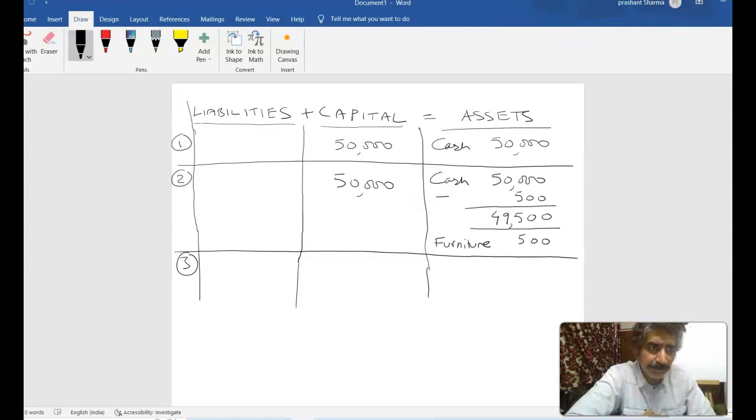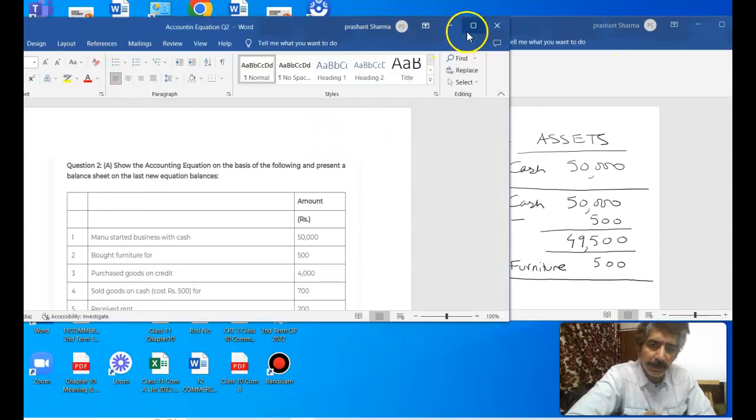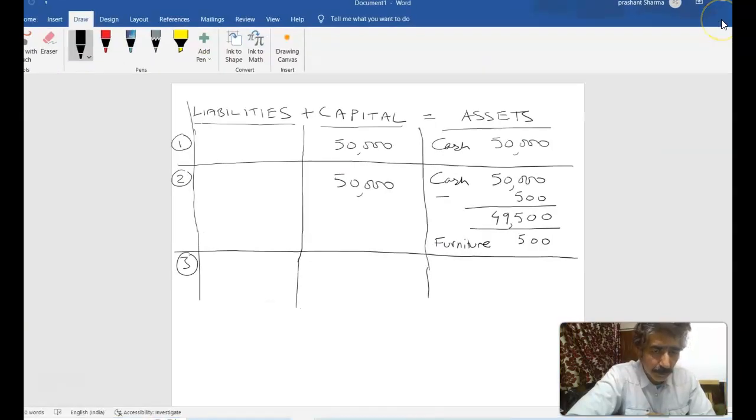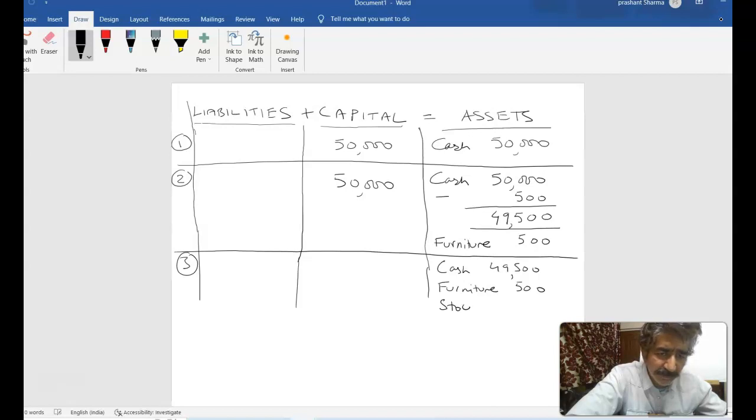Let's read the third transaction. Okay children, the third transaction is purchased goods on credit for rupees 4,000. When you purchase goods on credit, the cash is not affected. So cash I'm copying from the previous equation, that is the second equation, as it is. Okay, furniture remains the same at rupees 500, and I've told you in my previous video that when we buy goods, we don't write goods, but that is called stock of goods.